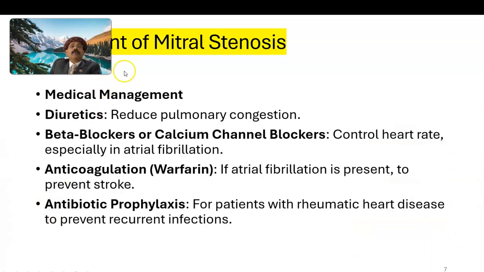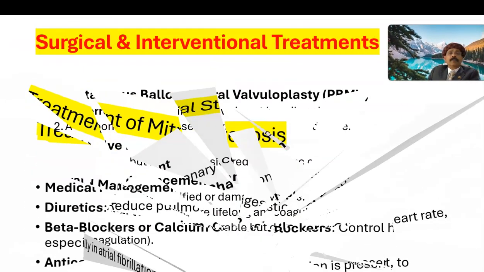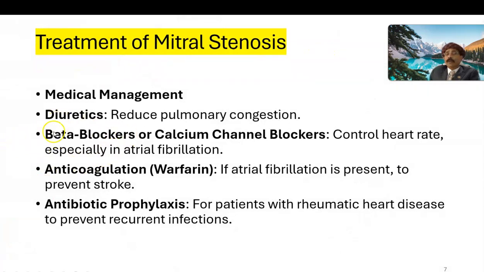Okay, we got that. Now we'll go to the treatment of mitral stenosis. What should be the treatment? Treatment of mitral stenosis is medical management: diuretics like furosemide and spironolactone reduce pulmonary congestion; beta blockers like atenolol and calcium channel blockers control heart rate, especially in atrial fibrillation. In atrial fibrillation the rate is very high, so it should be decreased, and the beta blocker decreases the force of contraction and the heart rate.